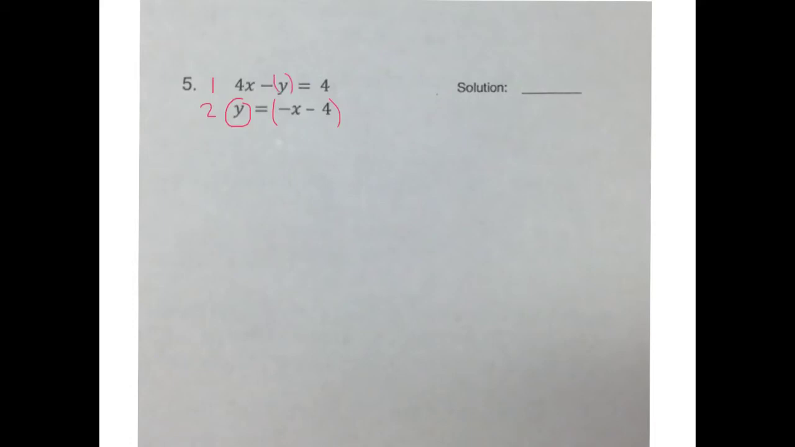So this is going to go right in there. And so this is what it will look like. 4x minus, instead of y, we put in negative x minus 4, and everything else just stays the same. The 4x minus, the equal sign, and the 4.